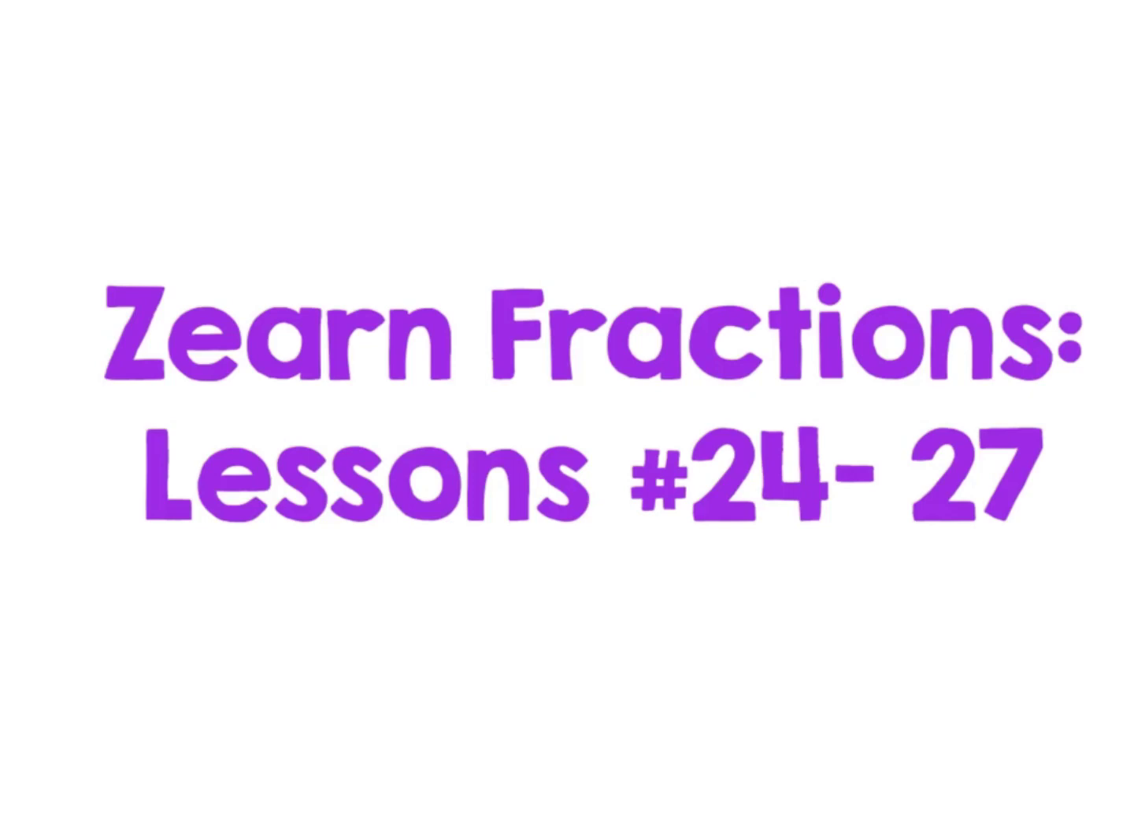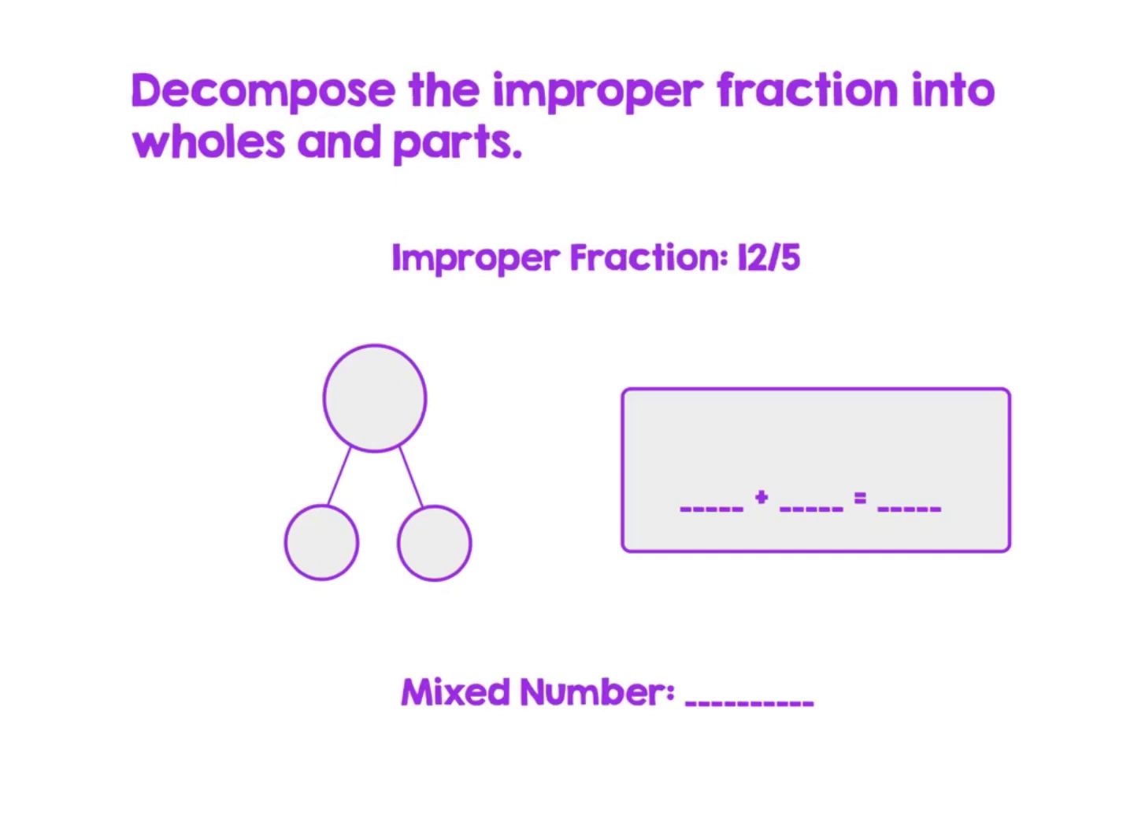So let's get started. The first thing you're going to be doing on Zearn this week is decomposing improper fractions into wholes and parts. So you're going to take your improper fraction and you're going to show it as whole numbers and fractions. Let's do that. The improper fraction is 12 fifths. So I'm going to write 12 fifths. And when I look at an improper fraction, I can think, how many whole numbers do I have and how many parts do I have in that improper fraction?